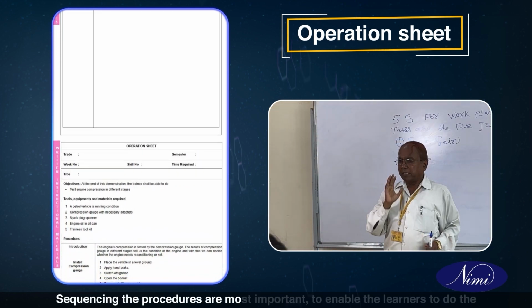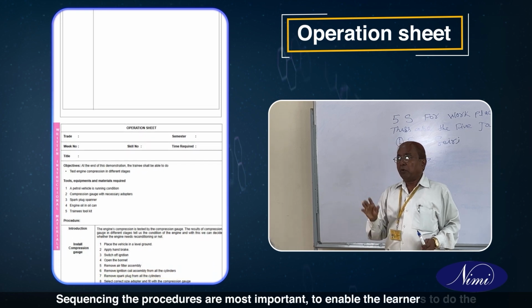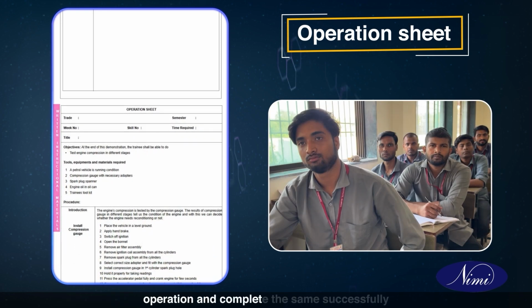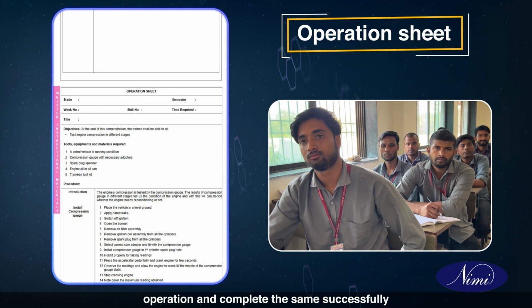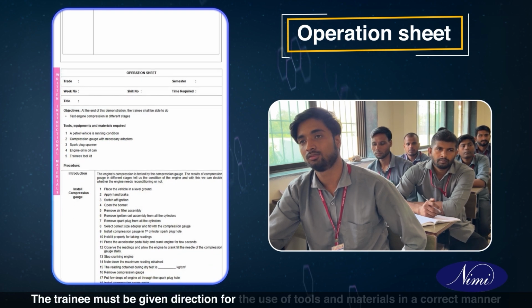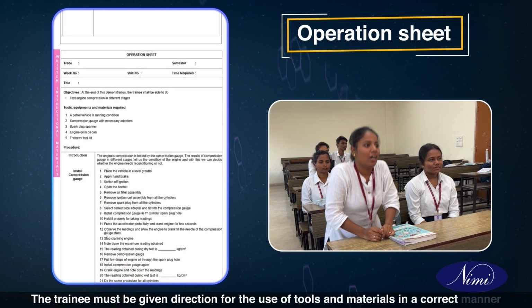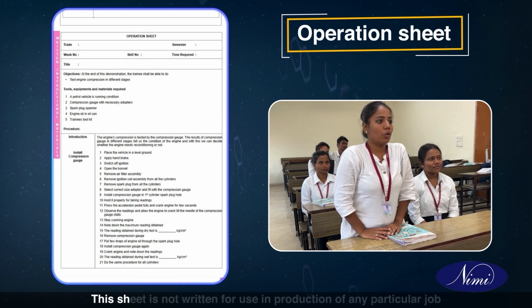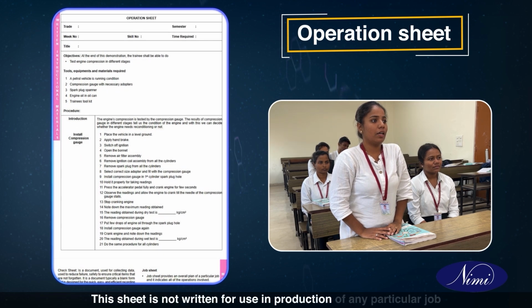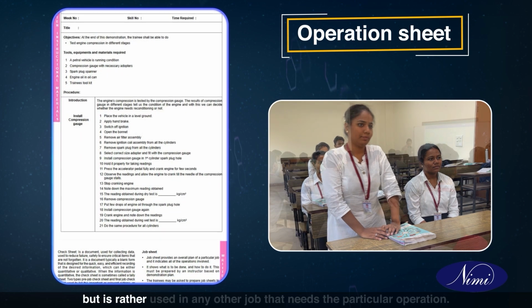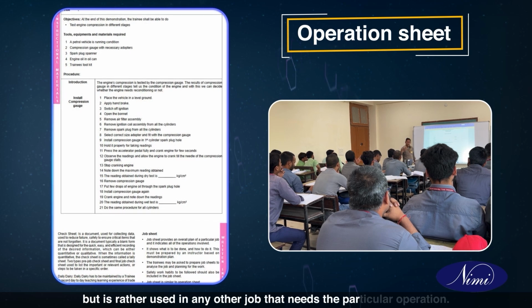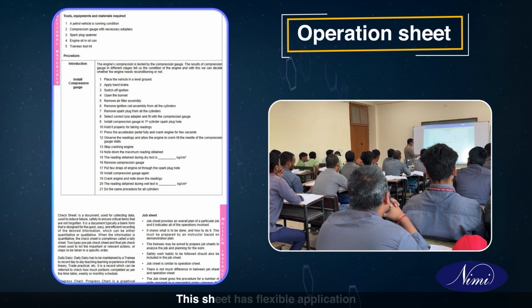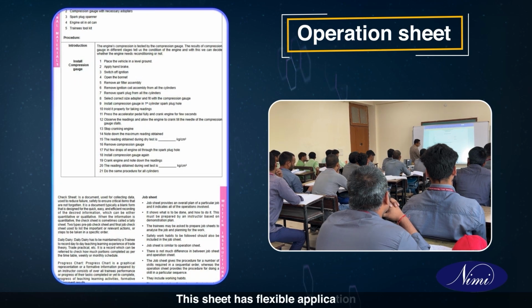Sequencing the procedures is most important to enable the learners to do the operation and complete the same successfully. The trainee must be given direction for the use of tools and materials in a correct manner. This sheet is not written for use in production of any particular job, but is rather used in any other job that needs the particular operation. This sheet has flexible application.